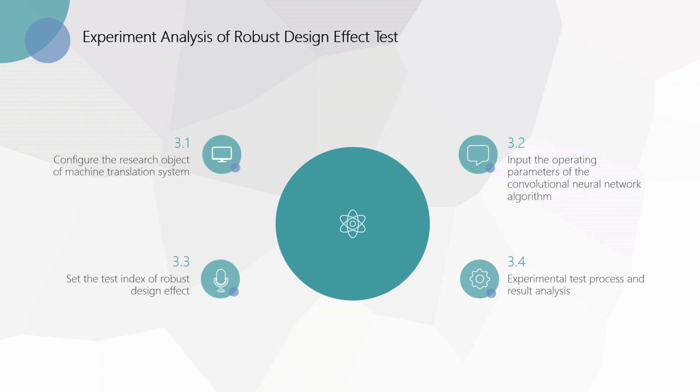This part can be divided into 4 sections. The first one is to configure the research object of the machine translation system. The second one is to input the operating parameters of the convolutional neural network. The third section is to set the test index of robust design effect. After that is the experimental test process and result analysis.